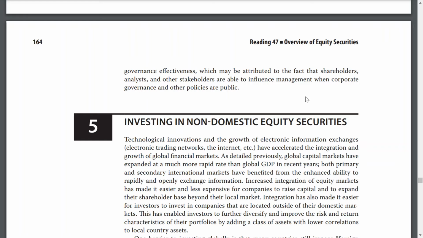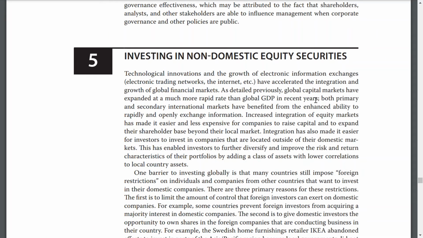Investing in non-domestic equity securities, technological innovation, and the growth in electronic information exchanges have accelerated the integration and growth of global financial markets. As detailed previously, global capital markets have expanded at a much more rapid rate than global GDP in recent years. Both primary and secondary international markets have benefited from the enhanced ability to rapidly and openly exchange information. Increased integration of equity markets has made it easier and less expensive for companies to raise capital and to expand their shareholder base beyond their local market.